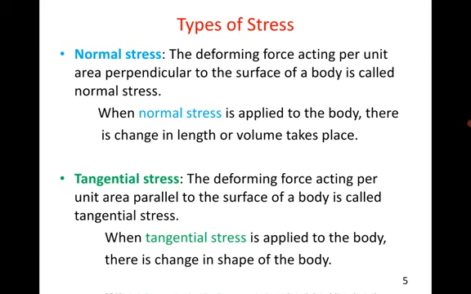There are different types of stress. The first one is the normal stress. The deforming force acting per unit area perpendicular to the surface of the body is called normal stress. When the normal stress is applied to the body, there is a change in length or volume of the body. Another stress is tangential stress. The deforming force per unit area parallel to the surface of the body is called tangential stress. When the tangential stress is applied to the body, there is a change in shape of the body.